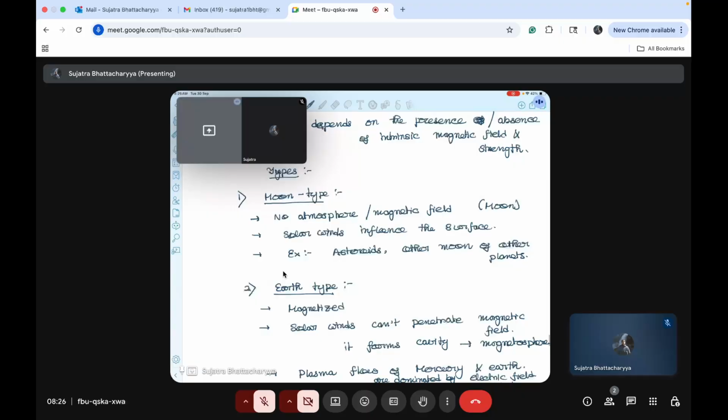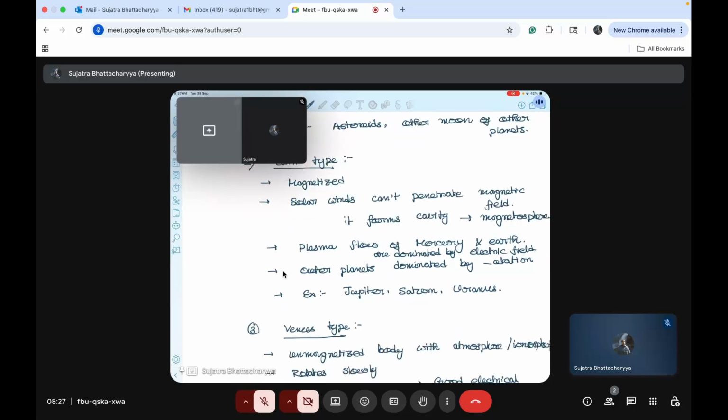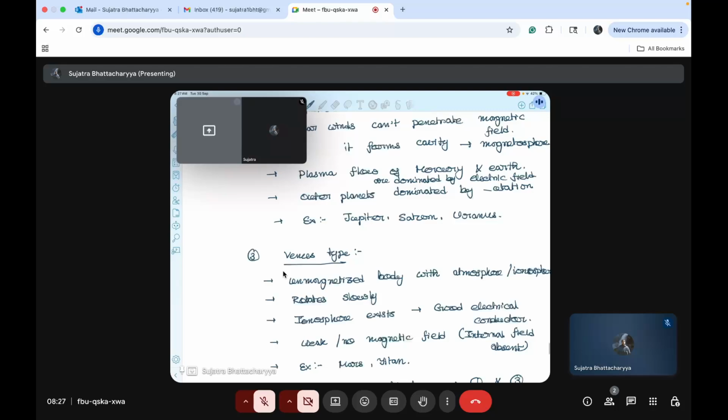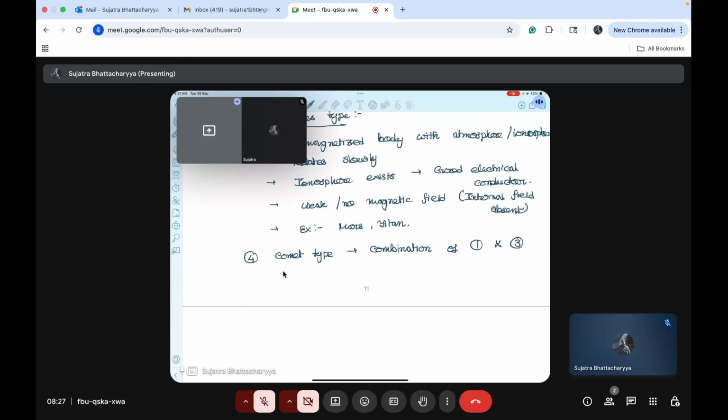So these are categorized into four types. One is the moon type, where no atmosphere and no magnetic field are present. Earth type, where a magnetic field is present and the atmosphere is also present, so they behave in a different manner. Venus type, where you don't have a magnetic field, but you have the atmosphere and ionosphere, and the reactions happen in different ways. And comet type is a combination of the moon type and the Venus type.